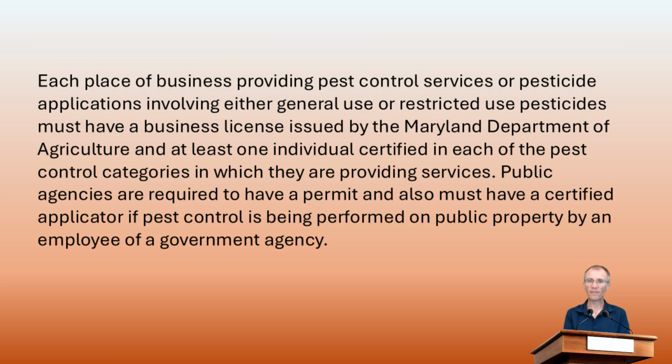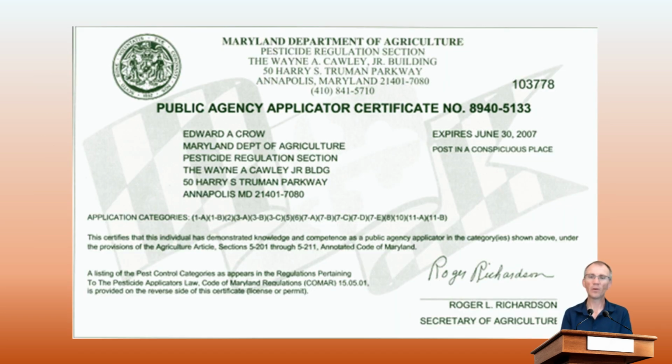Each place of business providing pest control services or pesticide applications involving either general use or restricted use pesticides must have a business license issued by the Maryland Department of Agriculture and at least one individual certified in each of the pest control categories in which they are providing services. Public agencies are required to have a permit and also must have a certified applicator if pest control is being performed on public property by an employee of a government agency. On this screen, you're seeing a quick example of a public agency applicator certificate.